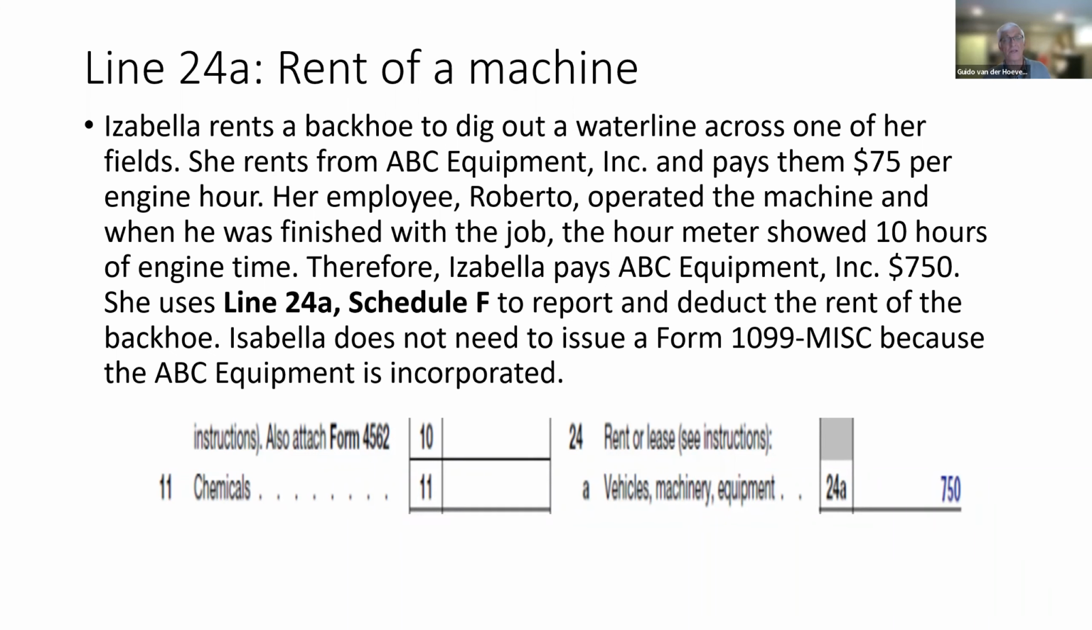Now, if ABC Inc. is incorporated, there's no need to issue a 1099 miscellaneous under the rules. So she doesn't have to do that. But if they were unincorporated, then yes, they would have to do that.